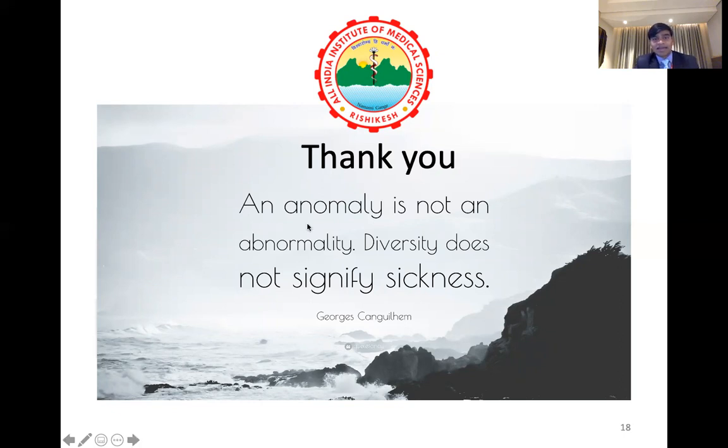An anomaly is not an abnormality. Diversity does not signify sickness. So this tracheoesophageal fistula, the beauty of it is that it can be treated surgically.